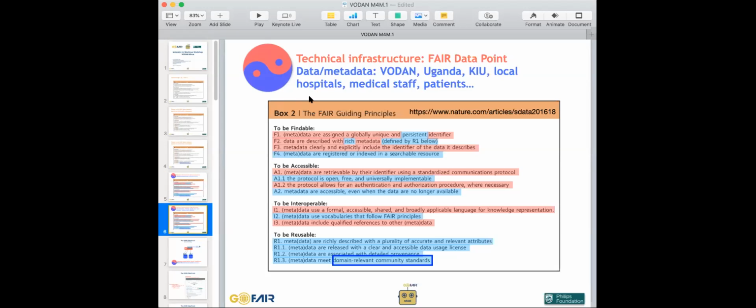Another way of saying this is that in the blue areas, we can talk about VODAN specific metadata requirements, or, for example, Ugandan specific metadata requirements, or Kampala University, Kampala International University. We can talk about the local hospitals and even individuals within those hospitals. All of these very localized and domain specific elements need to find some kind of machine readable expression in order to really complete the FAIR data point. That's why I showed the yin yang symbol as well. We need both the technical and the content elements in order to realize FAIR. They're really separate entities, but in some ways inseparable to FAIR.